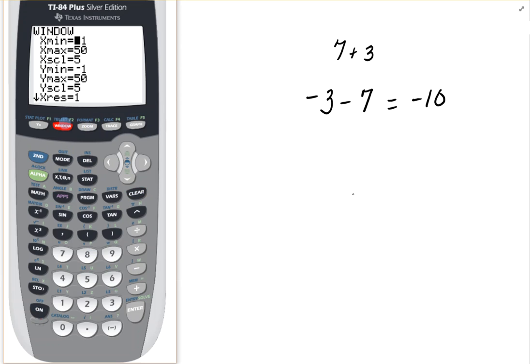If you accidentally get into a different screen and you go, oh my goodness, I want out of there, you do second and you want quit. Second of the mode key is second quit.